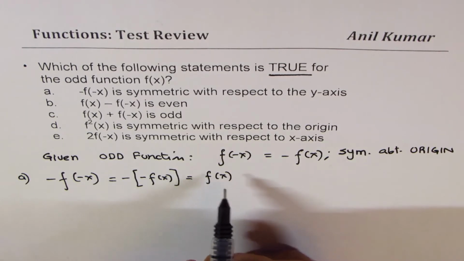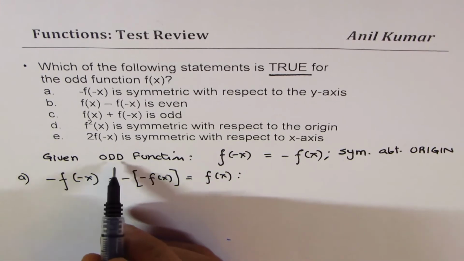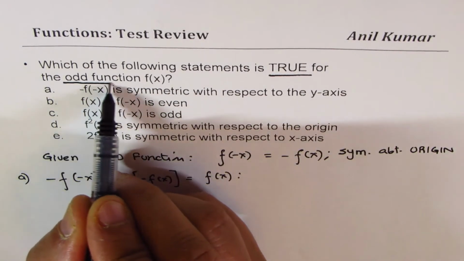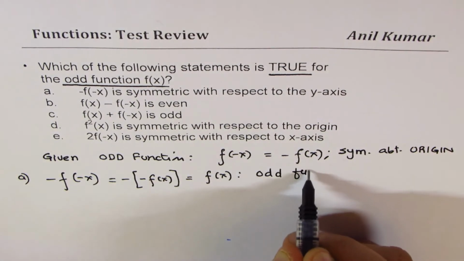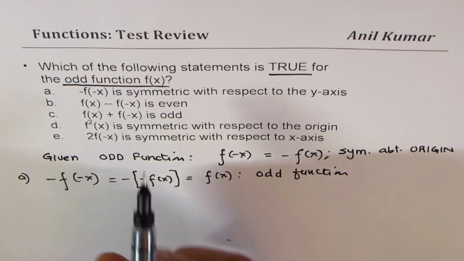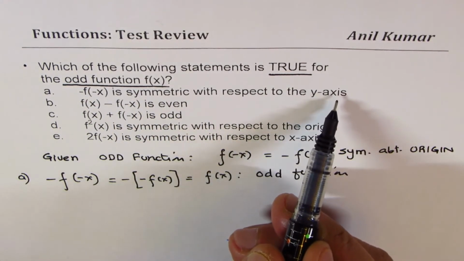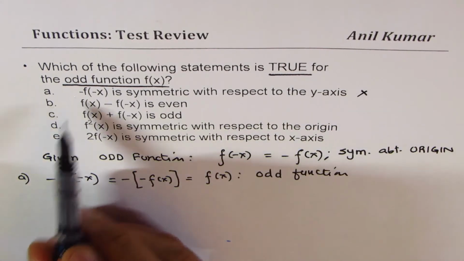Do you see that? Now, what is f of x? We know f of x is odd. So we are given that odd function f of x. Is that okay? So this is an odd function. So is this symmetric with respect to the y-axis? No, we were expecting even for that. So that is not true, correct?